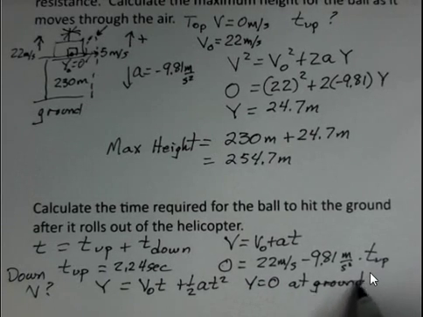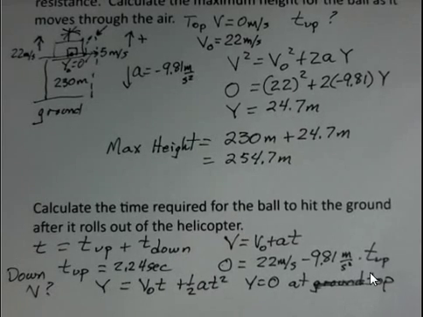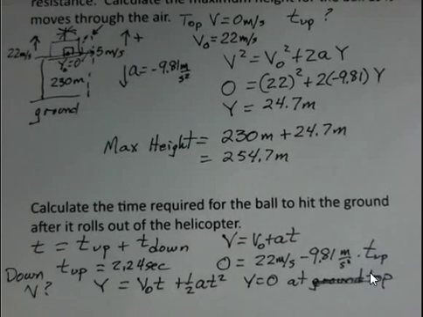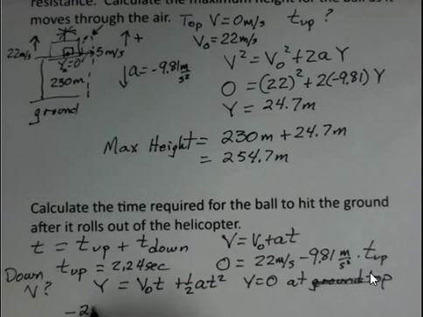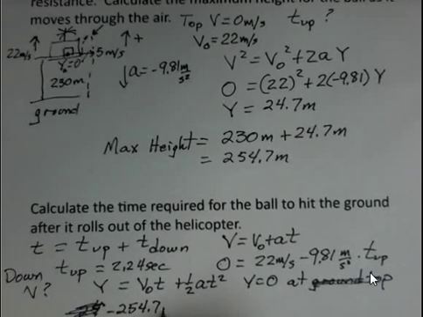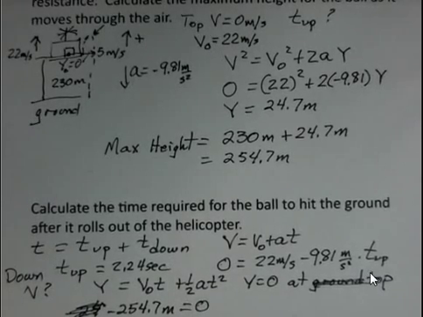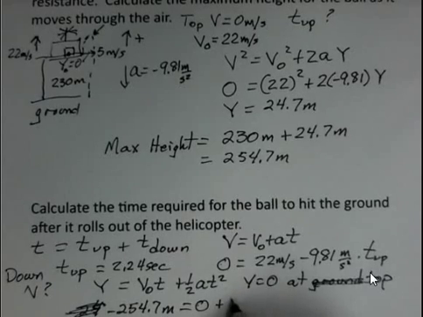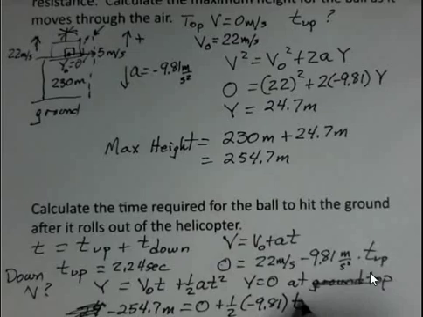Maybe I should do this differently. At the top. Let's make this at the top. A little change in gears. I'm going to let y equal 0 at the top. I need a negative over here. So minus 254.7 meters equals, well, at the top we started with 0 velocity, and 1/2 times minus 9.81 and t squared.